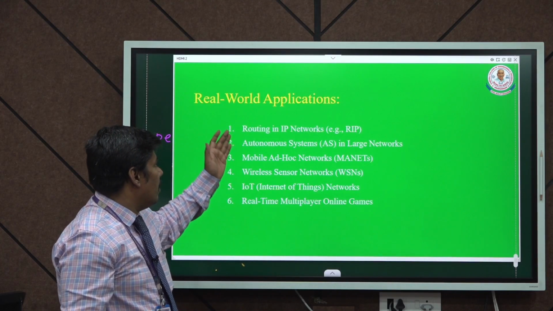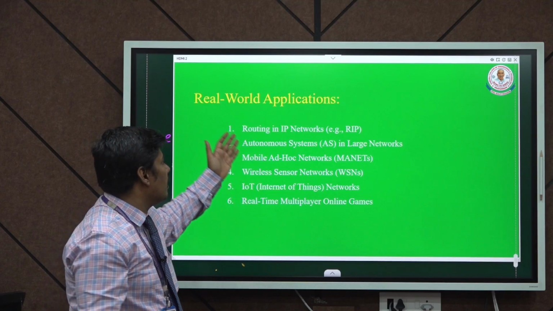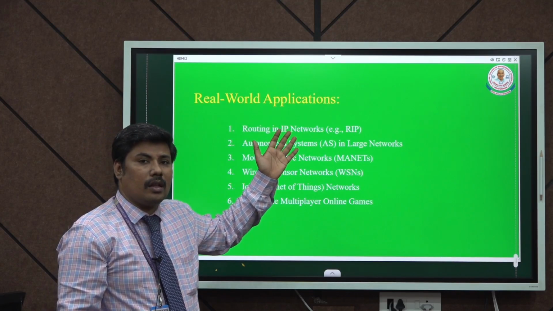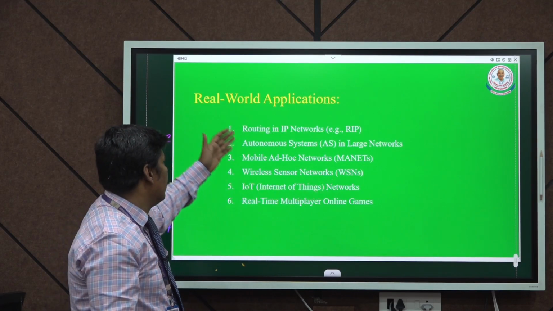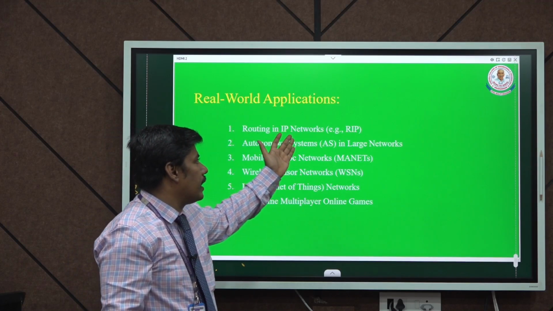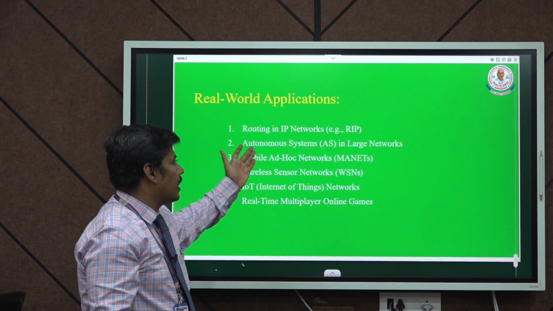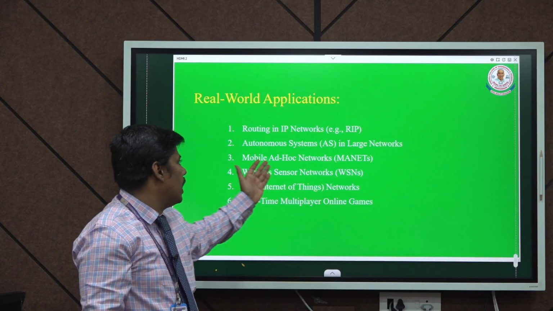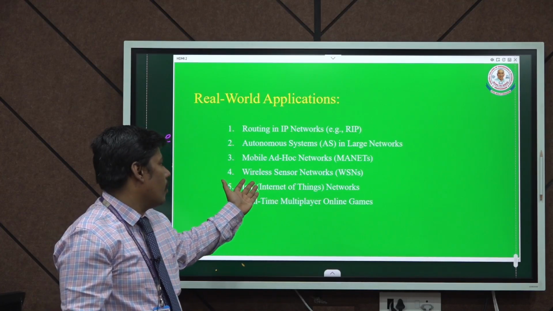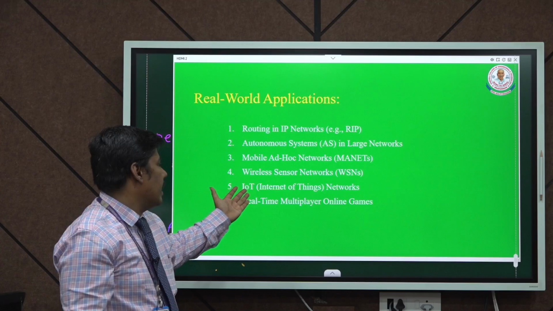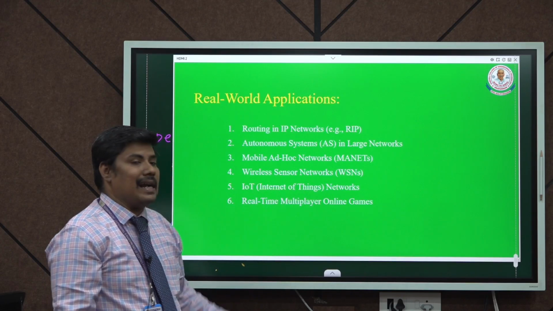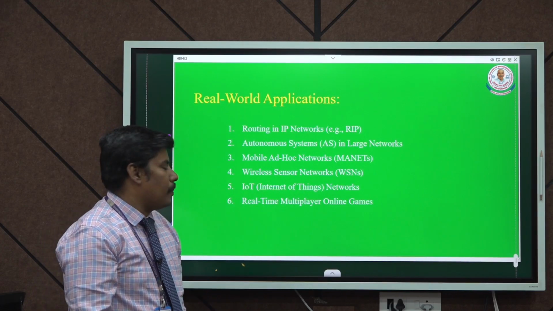And we are utilizing these kinds of routing algorithms in modern digital networks, such as routing in internet protocol networks, autonomous systems in large networks, mobile ad hoc networks, wireless sensor networks, internet of things networks and real time multiplayer online games.